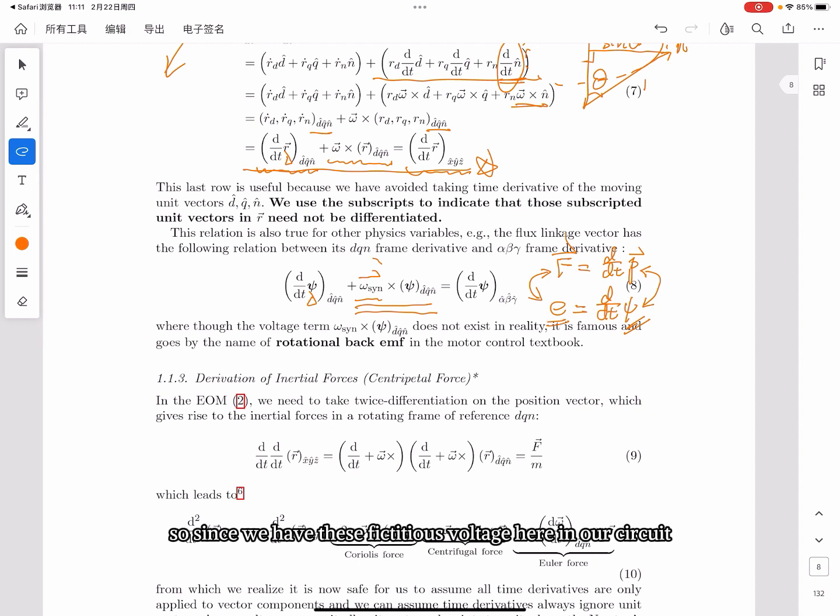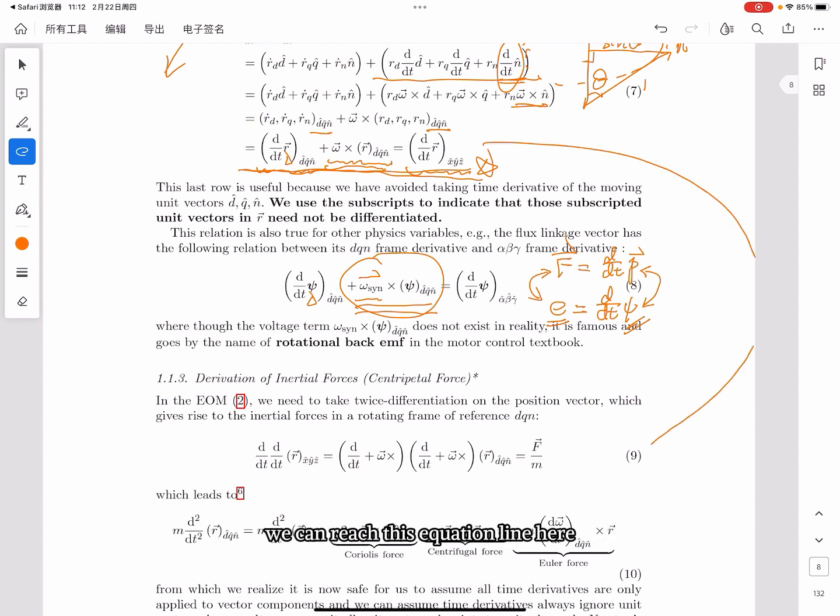So since we have this fictitious voltage here in our circuit, we can imagine there's also a fictitious or pseudo force known as inertial force in classical mechanics. To see that, we need to take another time derivative of both sides of this equation, because omega times position vector is really only speed. We need to take another time derivative to get force. We can reach this equation 9 here.